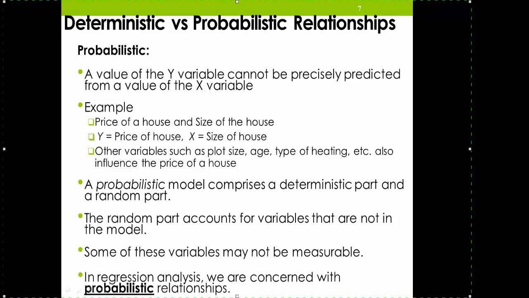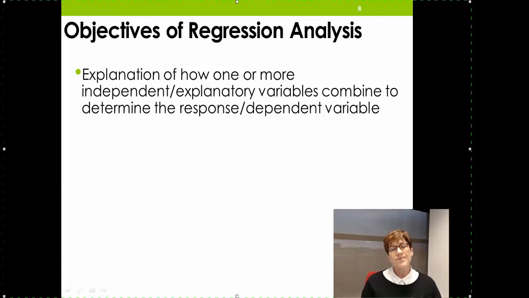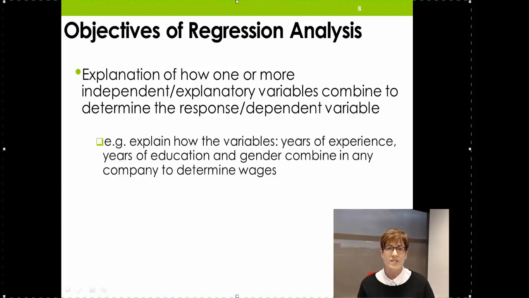In regression analysis, we are concerned with probabilistic relationships only. Looking at the objectives of regression analysis, we have two broad objectives. The first one is explaining how one or more independent variables combine to determine the response, or the dependent variable. So it's about understanding how the variables combine. For example, we're talking about explaining how the variables years of experience, years of education, and gender combine in any company to determine wages.